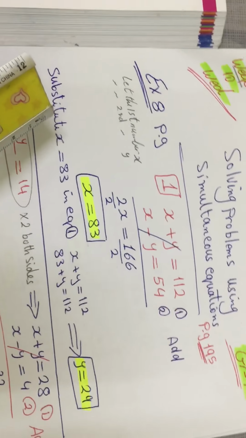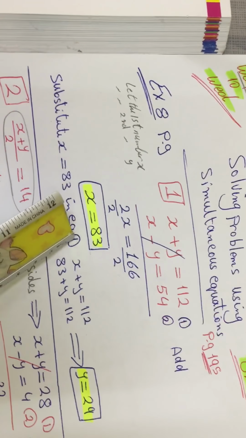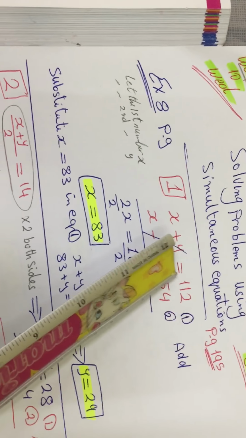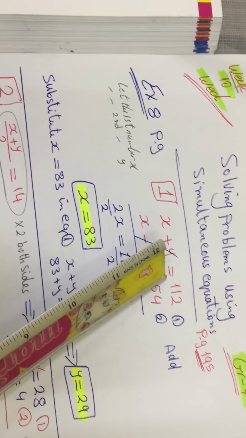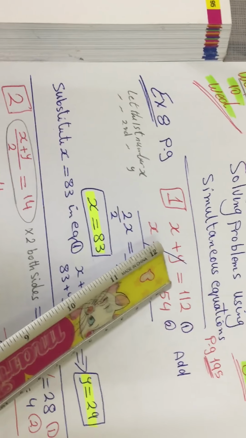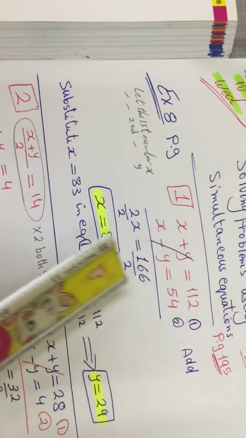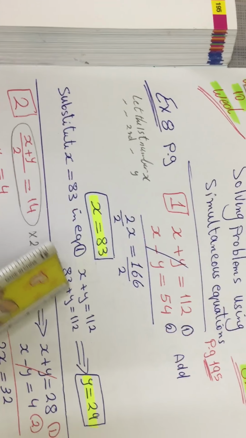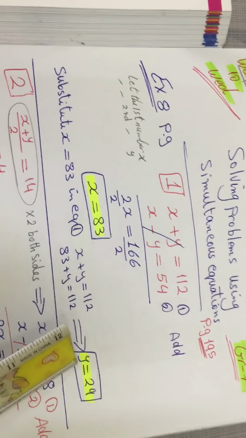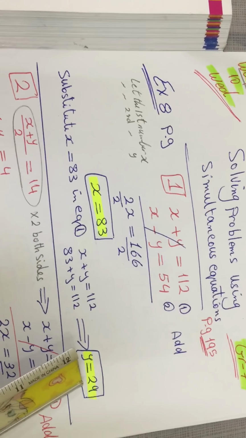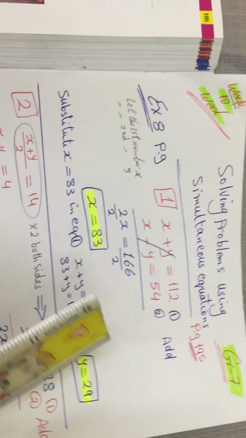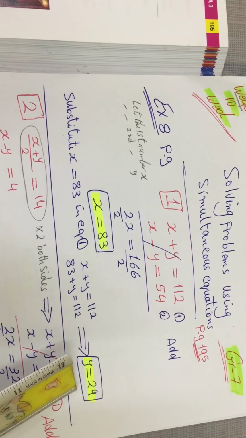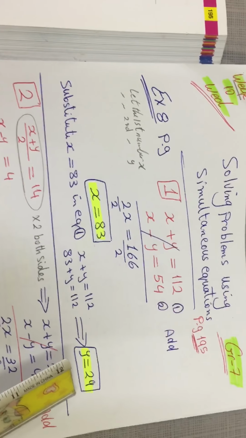Now, as we used to do, substitute x equals 83 in any equation you want. I decided to substitute it in equation 1 because I said to you I prefer the positive sign. So here x plus y equals 112, so 83 plus y equals 112. So y equals 29. Now the first number is 83 and the second number is 29.